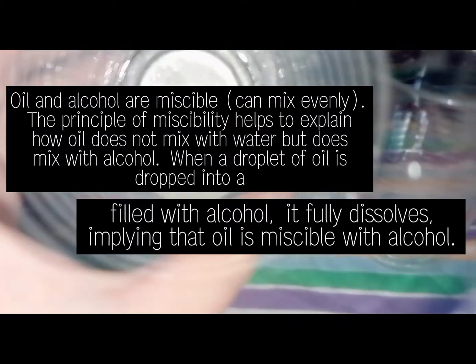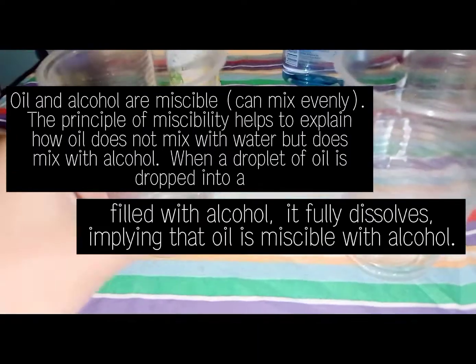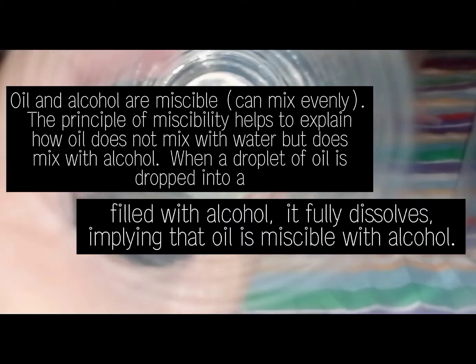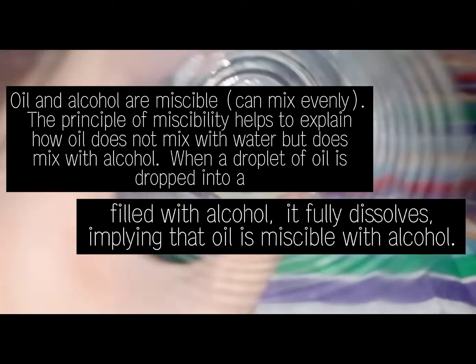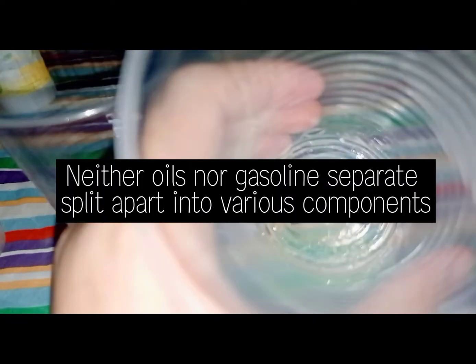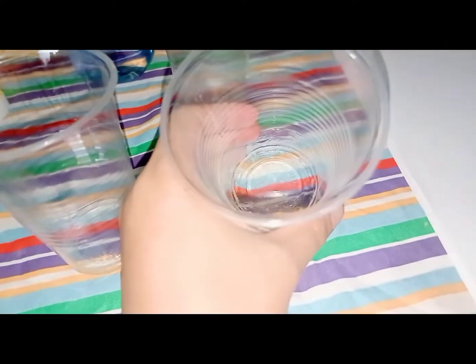Oil and alcohol are miscible, they can mix evenly. The principle of miscibility helps to explain how oil does not mix with water but does mix with alcohol. When a droplet of oil is dropped into a container filled with alcohol, it fully dissolves, implying that oil is miscible with alcohol. Oil and gasoline do not separate apart into various components.